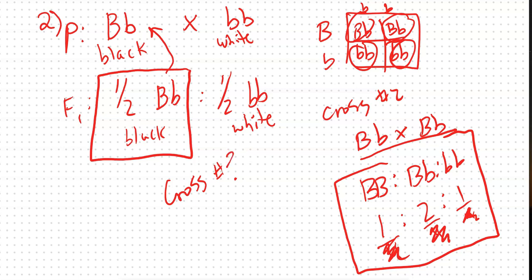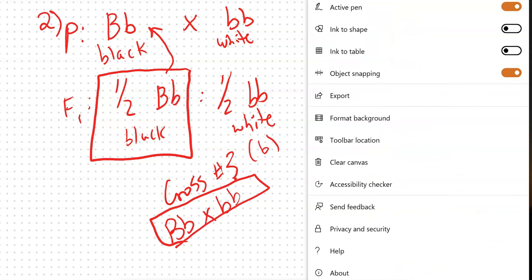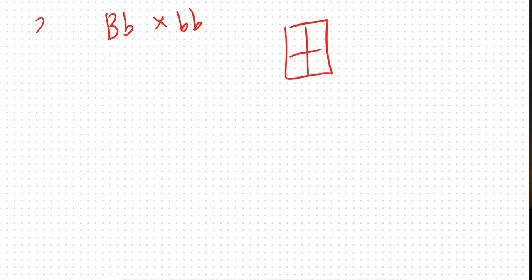And then cross number 3, which is, sorry, it's a terrible 3. Cross number 3, which is part B. So this is part A, and this would be the black offspring to the white parent. And then we can do the cross again. So I'm going to erase this. I have some more room, but just remember this is what we're going to solve for here. Black offspring to the white parent. We do the cross for part B. Big B, little b, little b, little b.